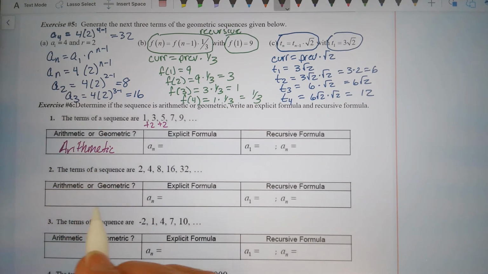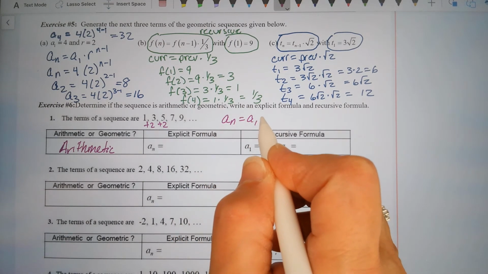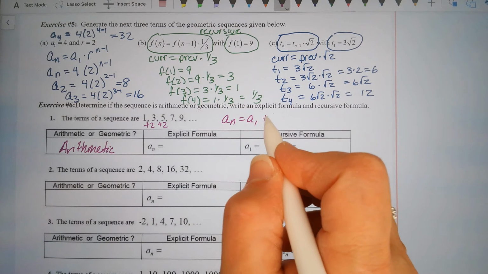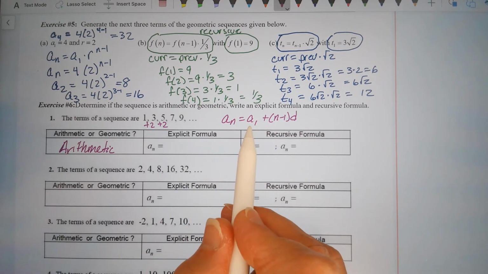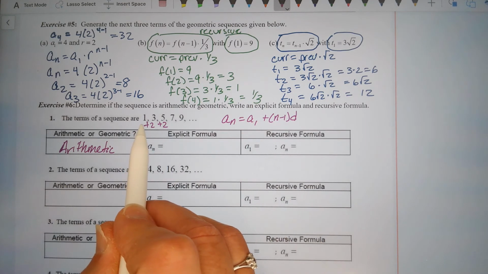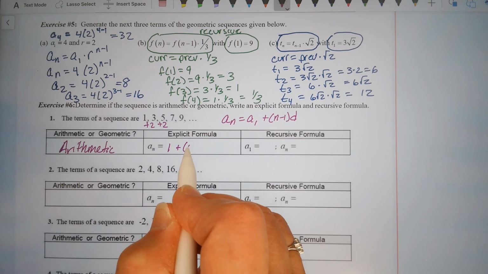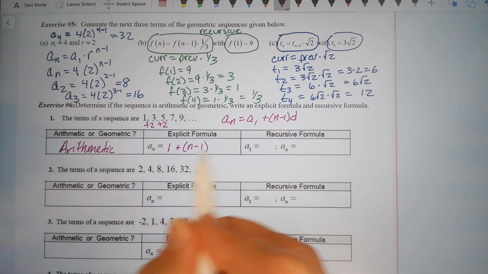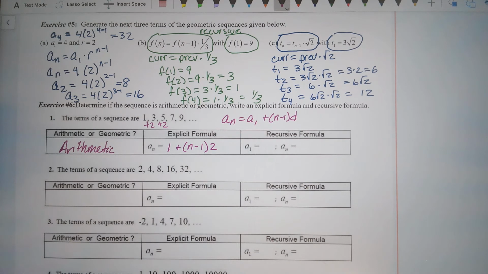The formula for an arithmetic sequence is a sub n equals a sub 1 plus n minus 1 times d. What is a sub 1? It's the value of the first term, which in this case is 1, plus n minus 1. The common difference is 2. You're done with the explicit formula piece.